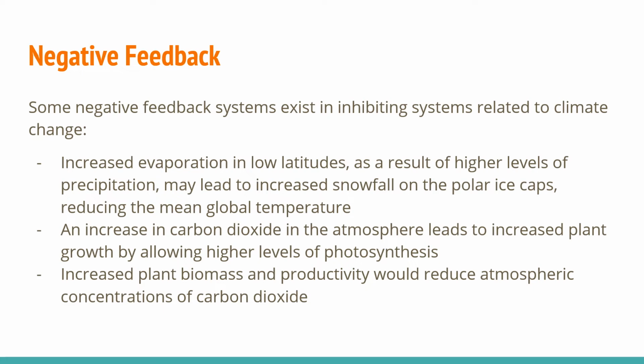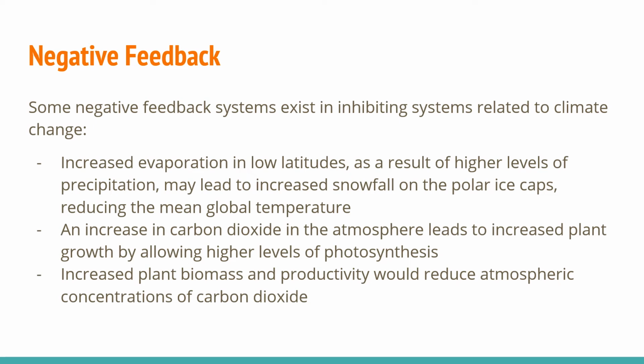All right, so on the other side from positive feedback systems, we also have negative feedback systems. And unlike positive feedback systems, which amplify some of the results, the consequences, that sort of stuff, negative feedback systems help in inhibiting systems and help in sort of reversing systems on some level. That doesn't always mean that they're great, but in this particular example, it might be a little bit better. So for one, if you have increased evaporation towards the poles, in lower latitudes, that may lead to an increased snowfall on the polar ice caps. It may mean that the global temperature may be reduced a little bit.